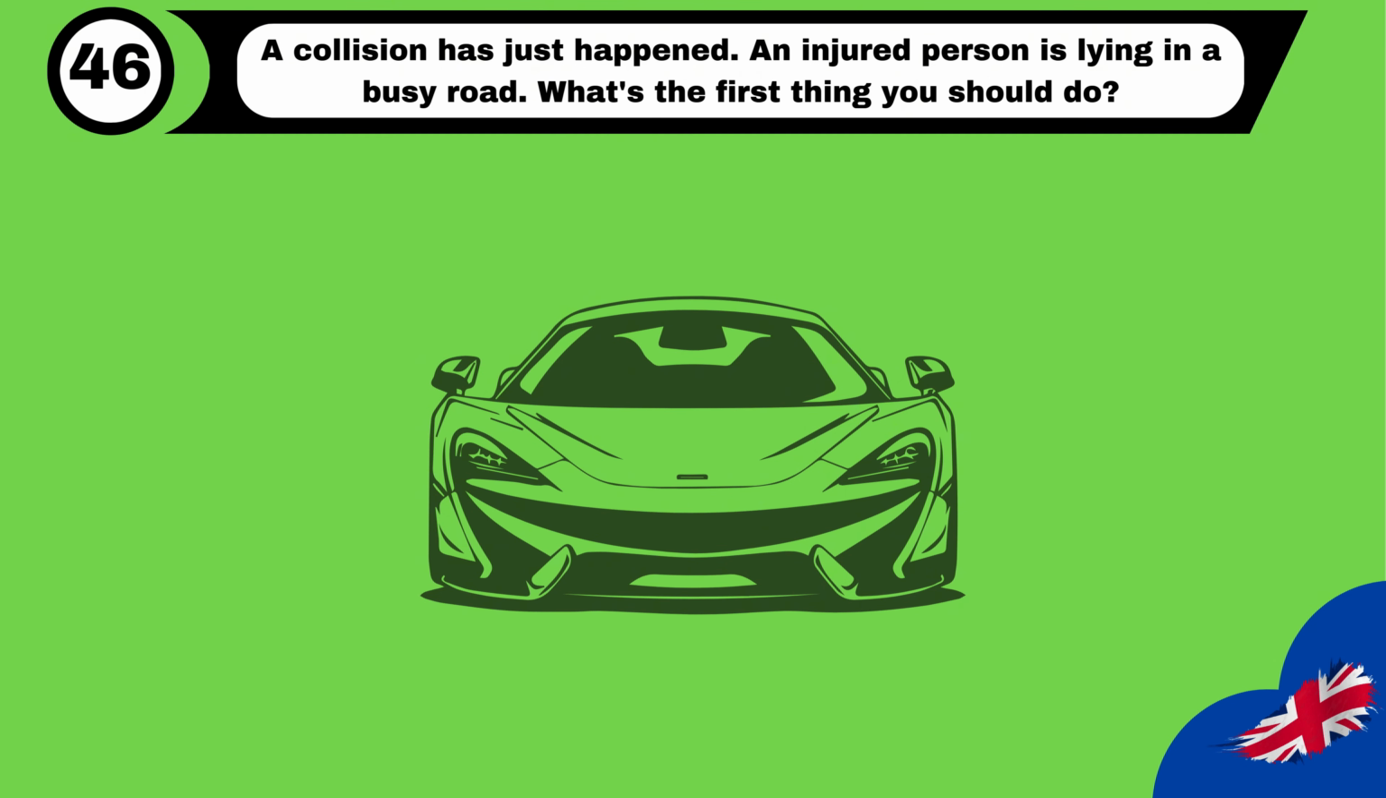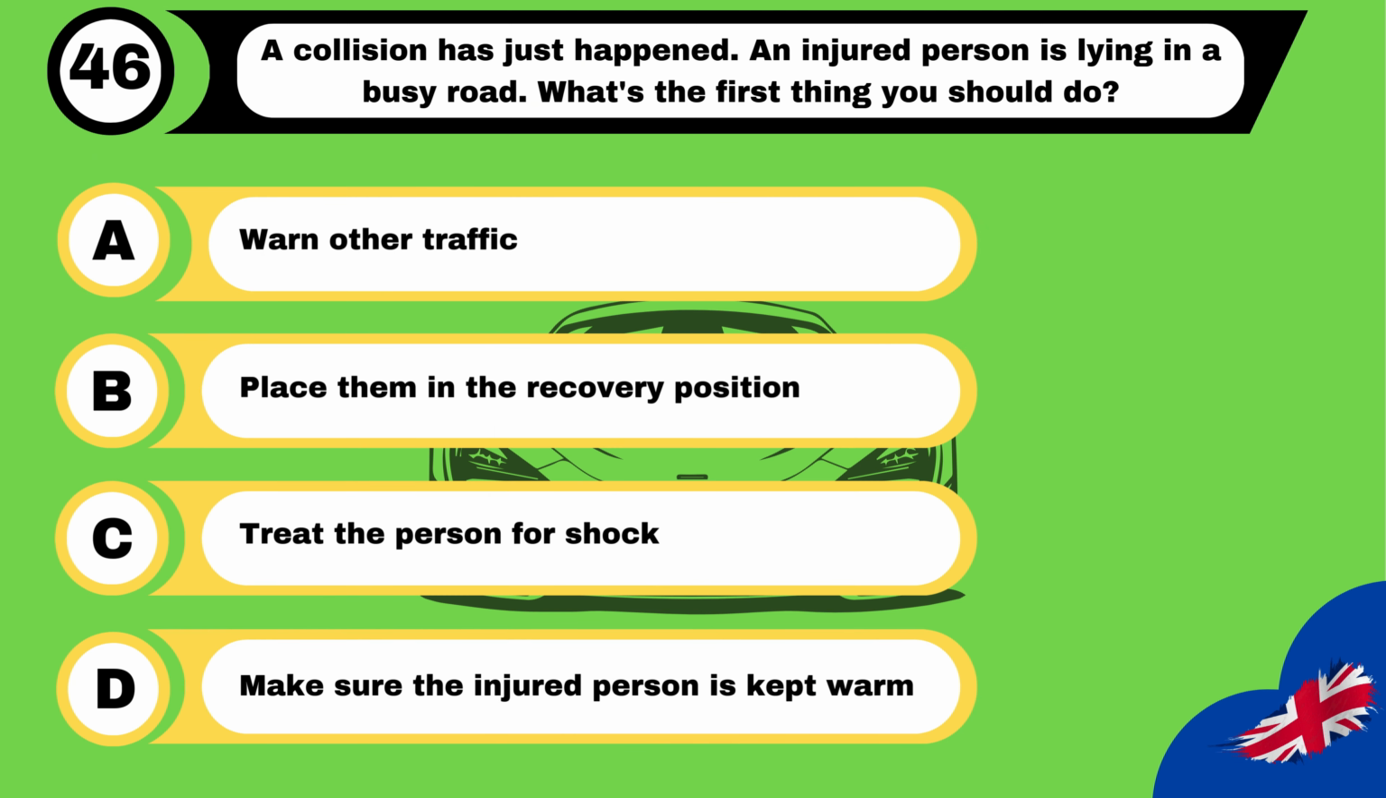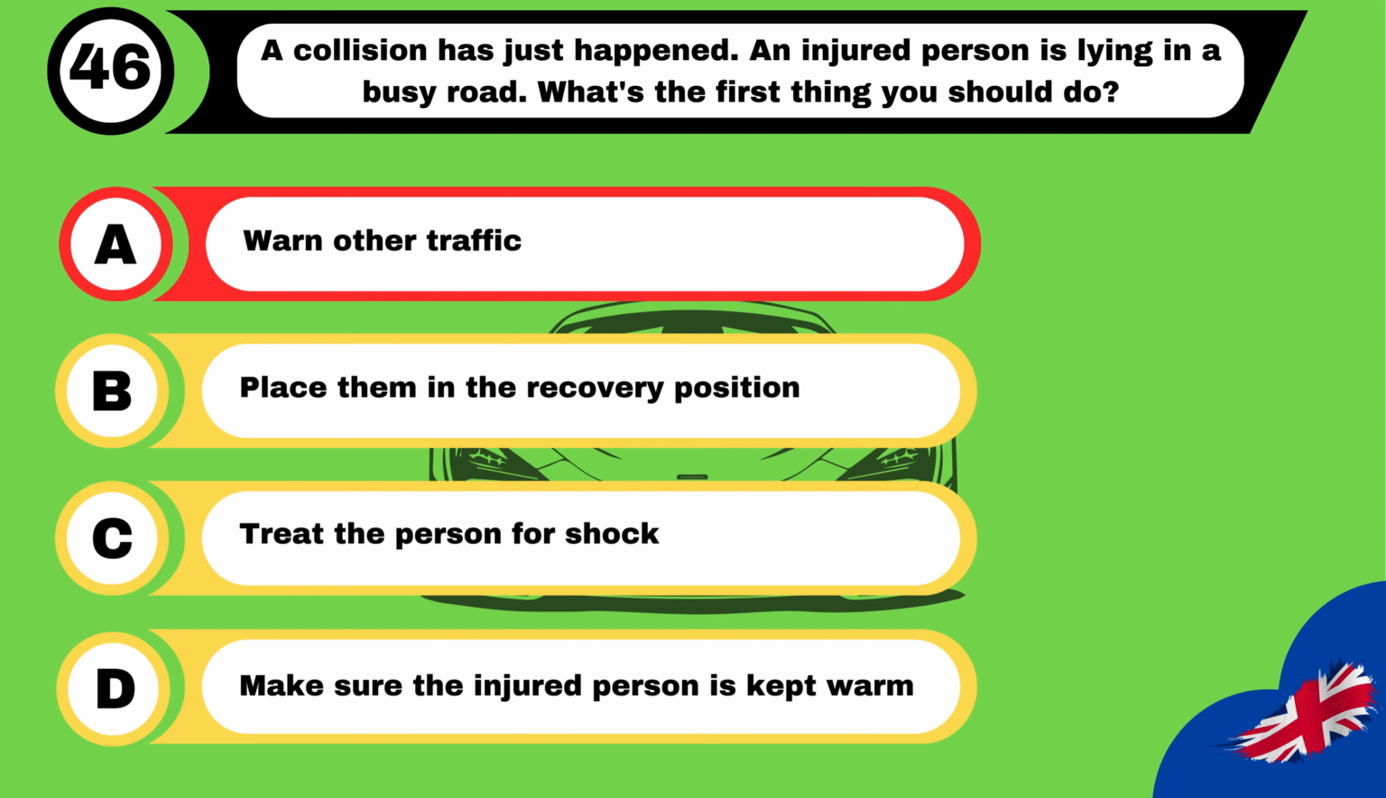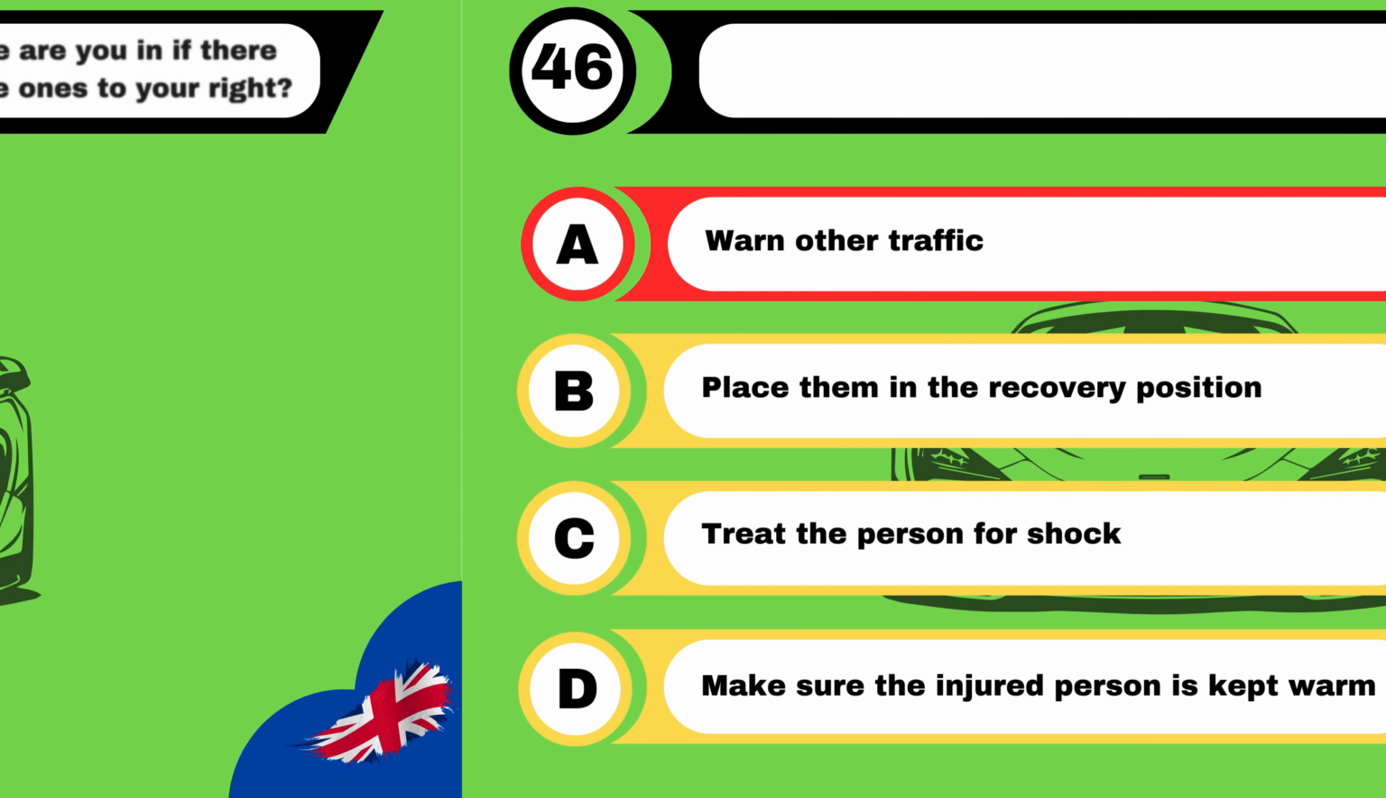Question 46. A collision has just happened. An injured person is lying in a busy road. What's the first thing you should do? A. Warn other traffic. B. Place them in the recovery position. C. Treat the person for shock. D. Make sure the injured person is kept warm. The answer is A. Warn other traffic.